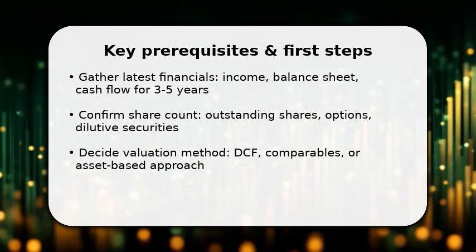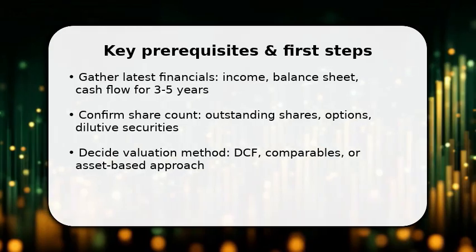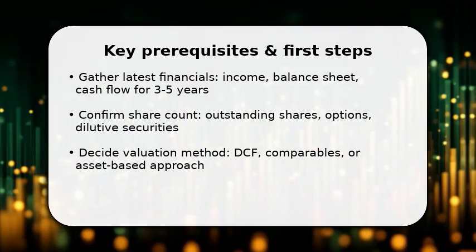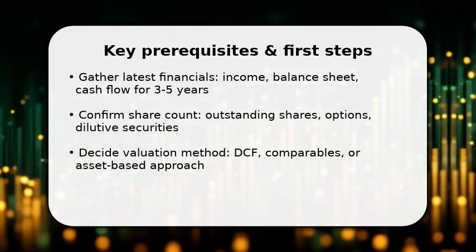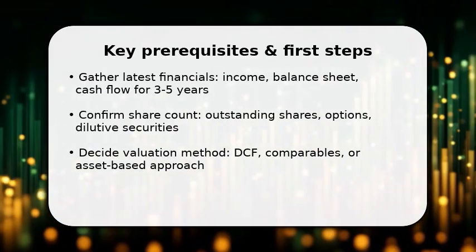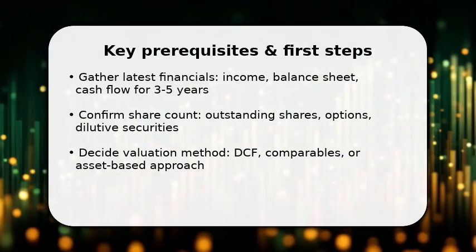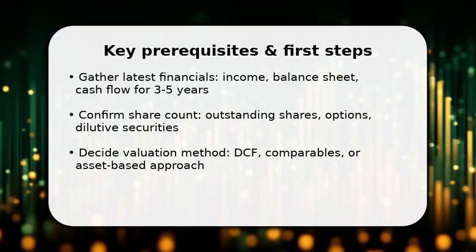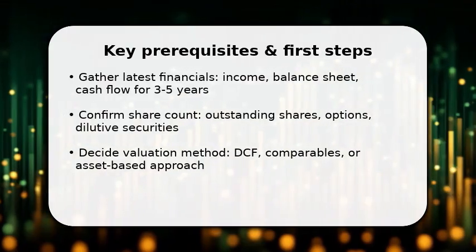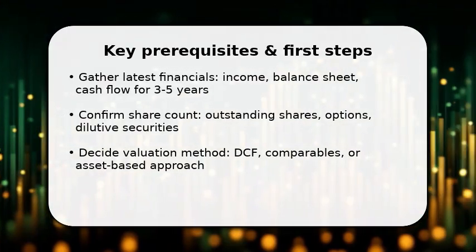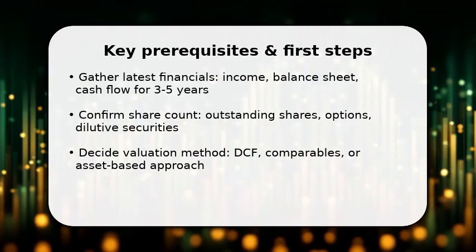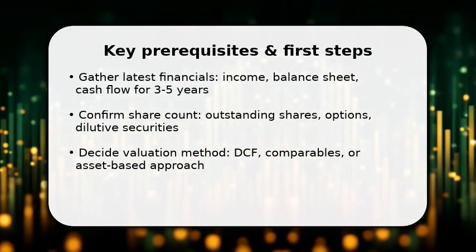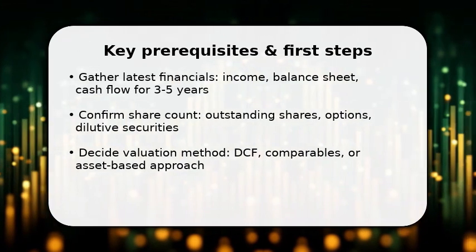You start by collecting what you need and taking immediate action. Pull 5 years of income statements, balance sheets, and cash flows. Make sure the share count includes options and convertibles. Choose a valuation path: discounted cash flow for intrinsic value, comparables for market context, or asset-based for balance sheet focus. Once done, normalize earnings for one-time items and adjust for non-cash expenses so your inputs reflect sustainable performance.